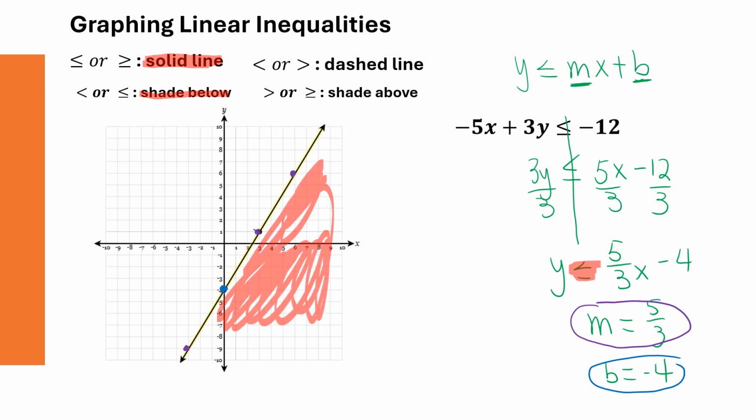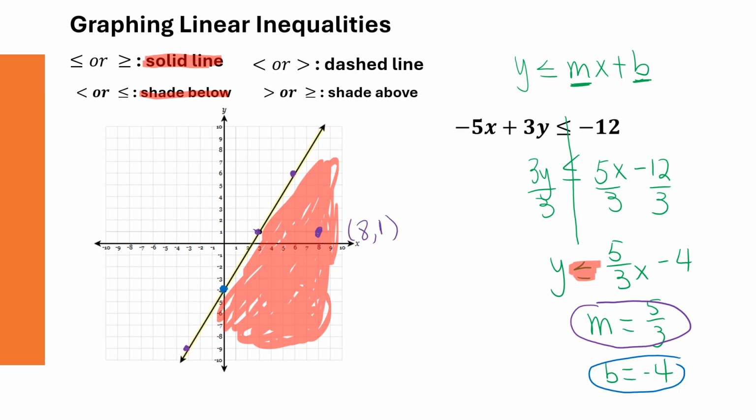And if you have no idea whether or not to shade above or below, you can test your shaded area by picking any point in the shaded area. So the point I'm going to pick is, let's say, this point right here. It's (8, 1). So I'm going to test to see if this one point satisfies this inequality, where 8 is my x value and 1 is my y value. So I'm going to plug in negative 5 times x, which is 8, plus 3 times y, which is 1. Is that less than or equal to negative 12?